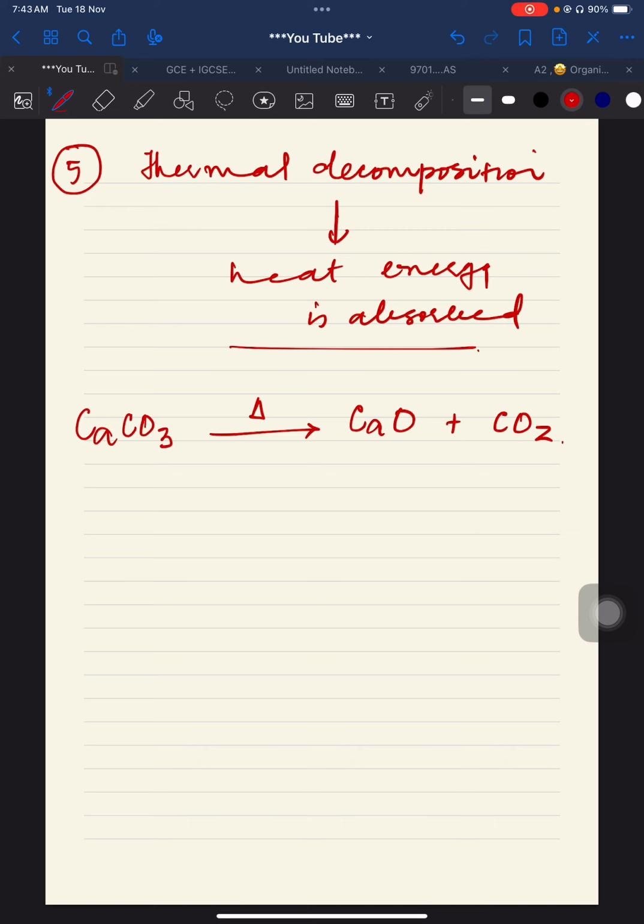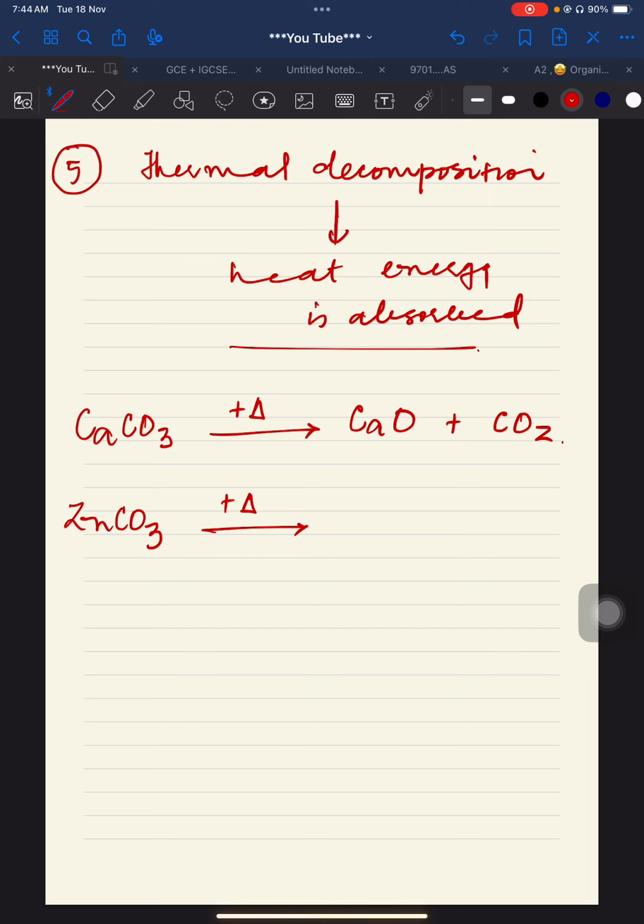So for example, if we are considering zinc carbonate, it is another example. This triangle is, you may say, plus triangle, plus triangle. It is just telling you that heat energy is absorbed in this case. One more thing which students should remember while considering such reactions is that depending upon the different metals' reactivity, their compounds will require different amounts of heat energy for their decomposition.